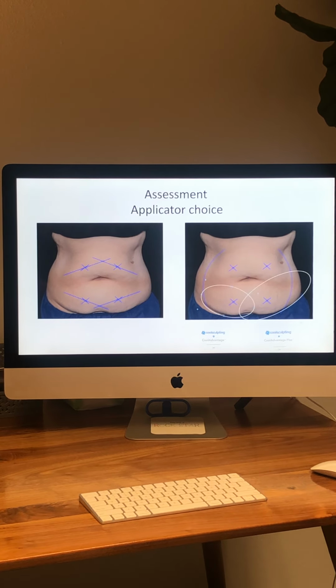So now it's applicator choice. Do we need the plus? Do we need the core? Do we need the petite? This is where I want to reiterate that sometimes virtually, it can be a little bit deceiving.